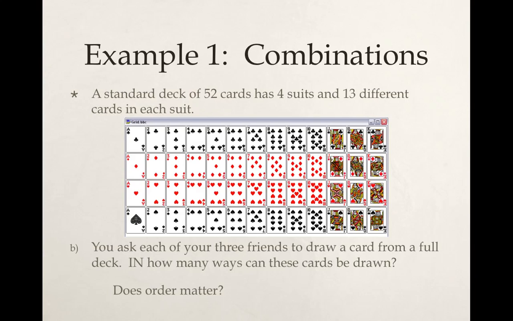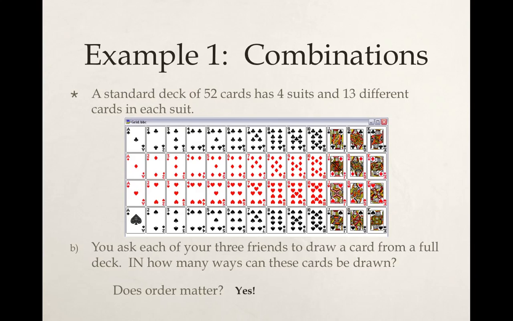Another question dealing with our cards here. Let's say you ask each of your 3 friends to draw a card from a full deck. In how many ways can the cards be drawn? So does order matter in this case?